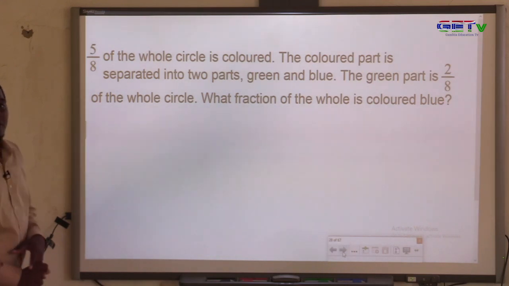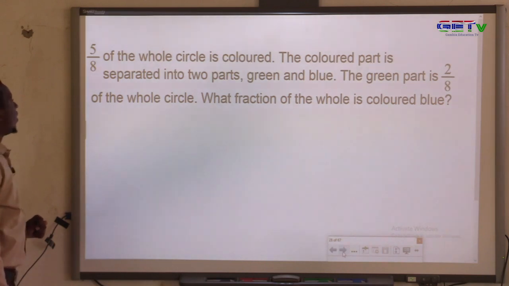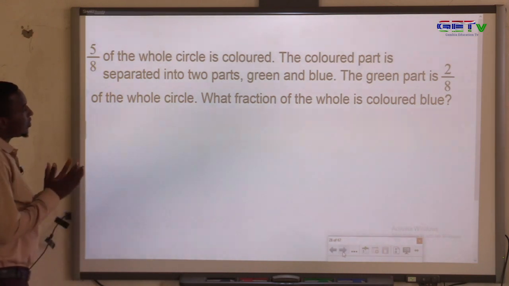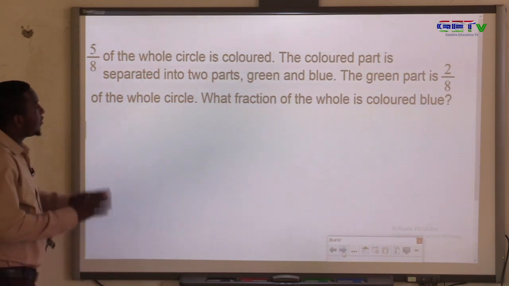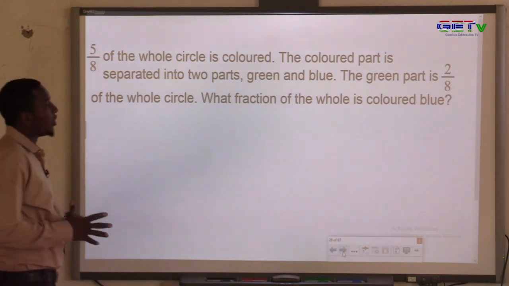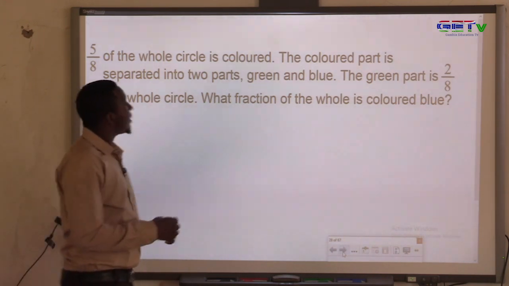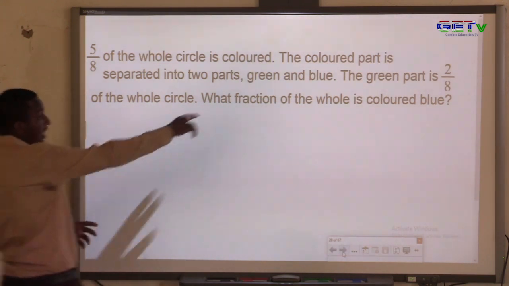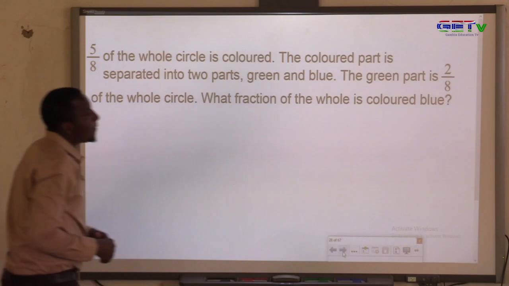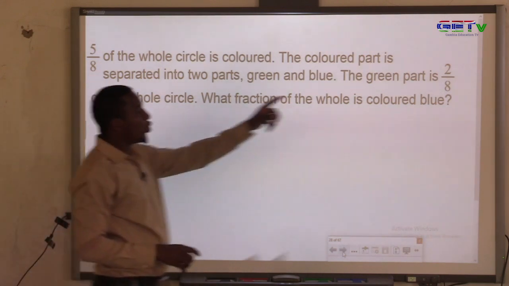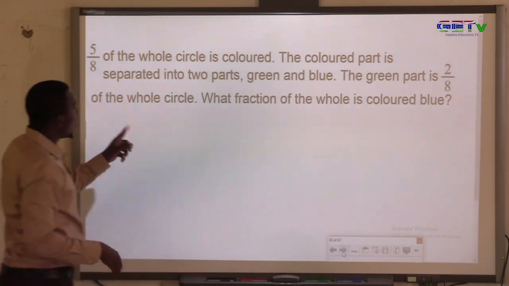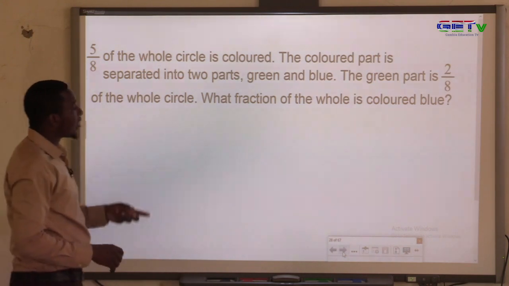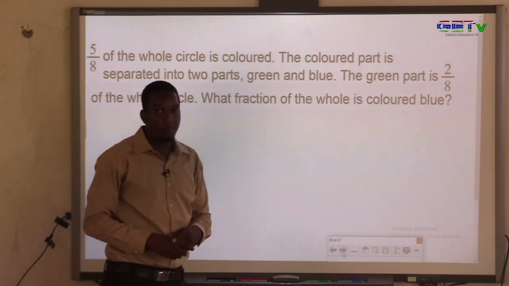All right, we have another question. 5/8 of a whole circle is colored. The colored part is separated into 2 parts, that is green and blue. The green part is 2/8 of the whole circle. What fraction of the whole is colored blue?